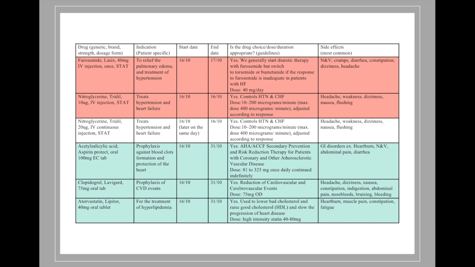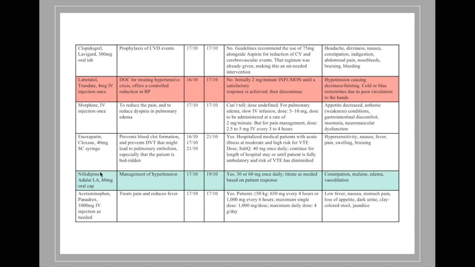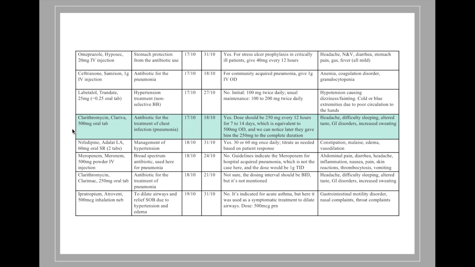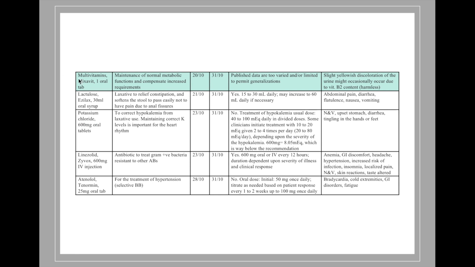The other medications that were given to the patient, we have here a dual antiplatelet therapy, aspirin 100 mg and clopidogrel 75 mg in order to prevent blood clots from happening. We have atorvastatin 40 mg, which is a high intensity dose, this one for the management of hyperlipidemia. And we have nifedipine 60 mg capsules for the management of hypertension. We have clarithromycin 500 mg oral tab for the pneumonia, and multivitamins to maintain the normal metabolic functions and to compensate for any lost electrolytes.